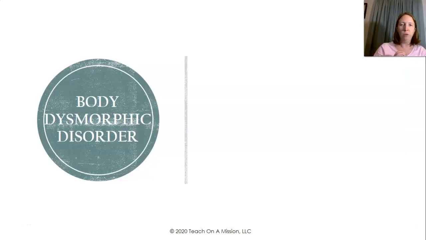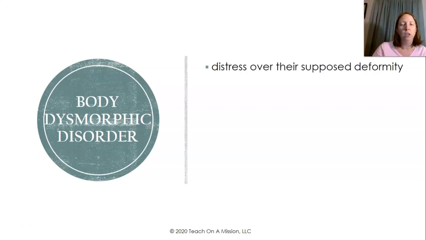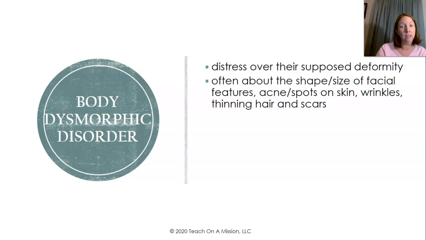I'm going to go into a little bit more detail with BDD only as an example of the complexity of these disorders, but this could be applied to any of the 4 I just mentioned. So this is distress over a supposed deformity. It's not actually there. There's not actually a defect. It's in their mind. It's usually about the shape or size of their facial features, acne or spots on their skin, wrinkles, thinning hair, and scars.